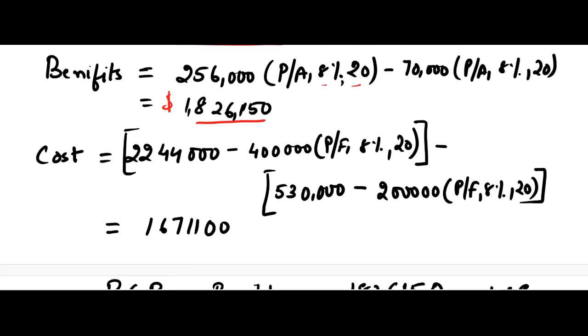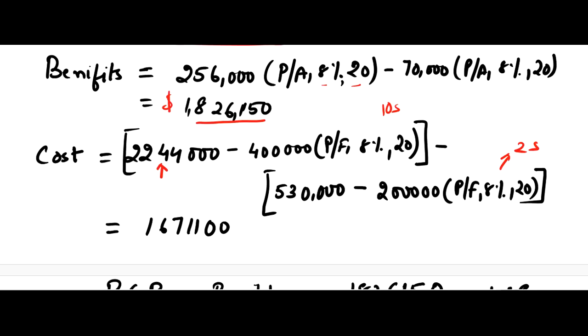Now we have to calculate the cost. So this amount can be given as, I'll first say the formula, that is 224,000 minus 400,000 (P/F, 8%, 20). So this whole part is for the 10-story case, minus 530,000 minus 200,000 (P/F, 8%, 20), and this is for the 2-story case.